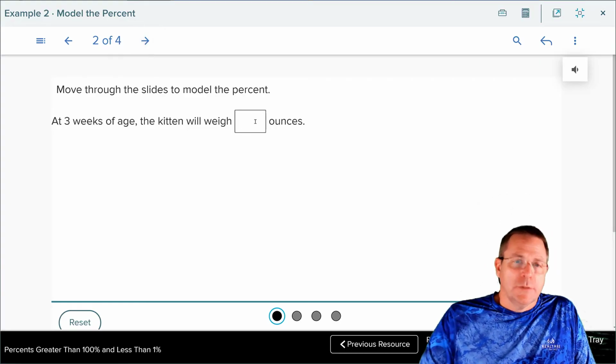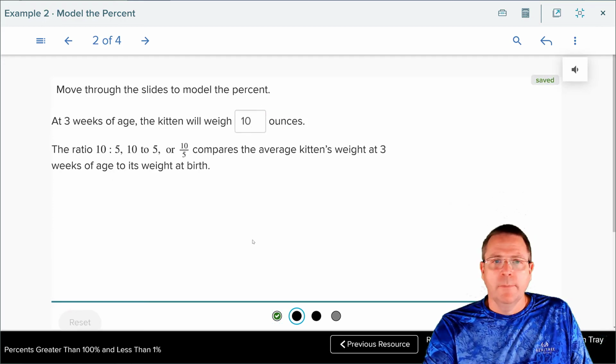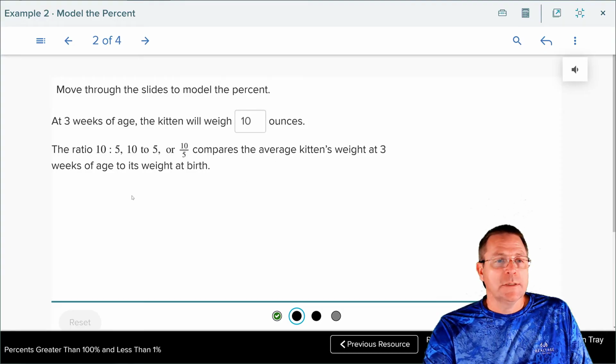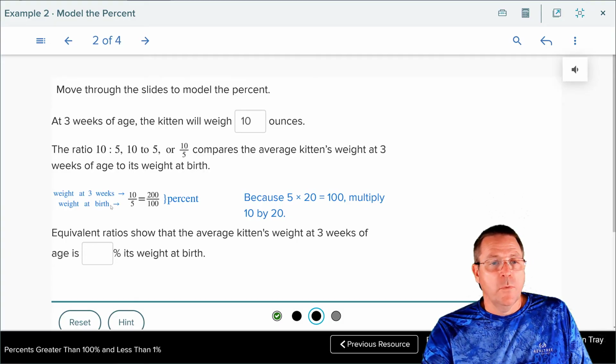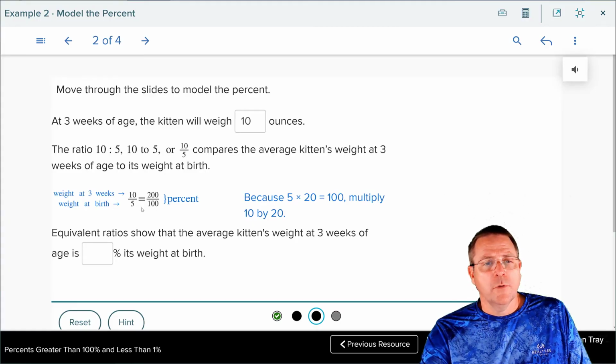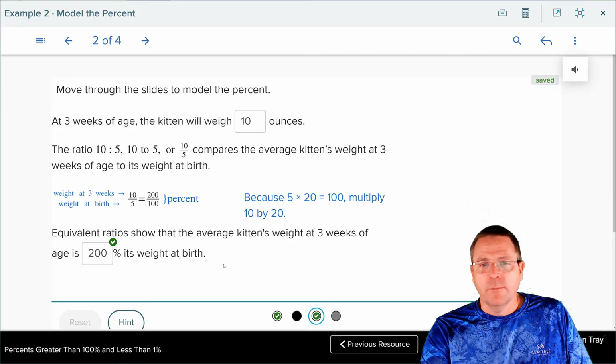At 3 weeks of age, the kitten is now going to weigh 10 ounces, twice its birth weight. Good. Moving forward, you can see you have ratios of 10 to 5 written 3 different ways, comparing the average weight at 3 weeks of age to its birth weight. We can set that up as a 10 to 5 ratio. Multiply top and bottom by 20. That gives you a 200 to 100 ratio. My bottom number here is 100, so that is 200% of his birth weight.